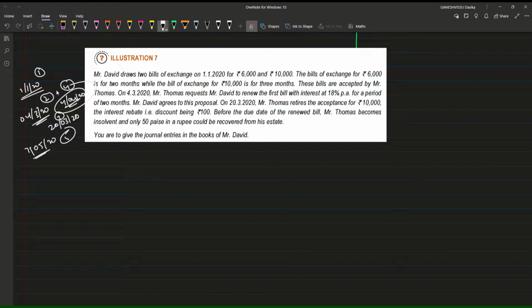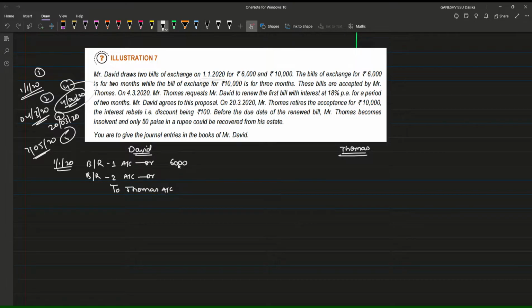Now we can go for writing the journal entries in the books of Mr. David and also in the books of Mr. Thomas. So I am writing here the David books, and here I am writing Thomas. On 1/1/2020, two bills have been drawn, right? So bills receivable 1 account debtor, bills receivable 2 account debtor, to Thomas account. First bill is for 6000 rupees, second bill is for 10,000 rupees. So 16,000 rupees is the total amount to be recovered from Thomas.